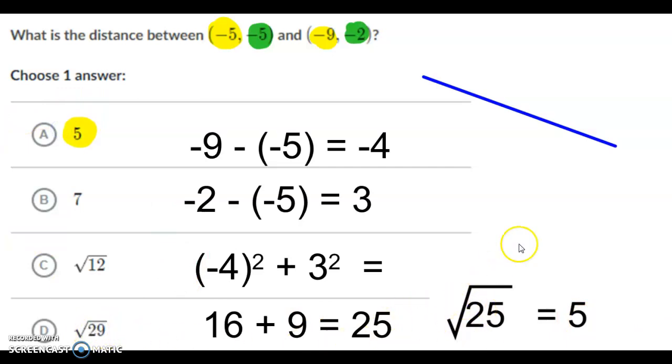So here it is. I didn't draw any picture, but I'm using the Pythagorean theorem, which has those legs of the triangle, and there are my legs. So this is a little tougher.